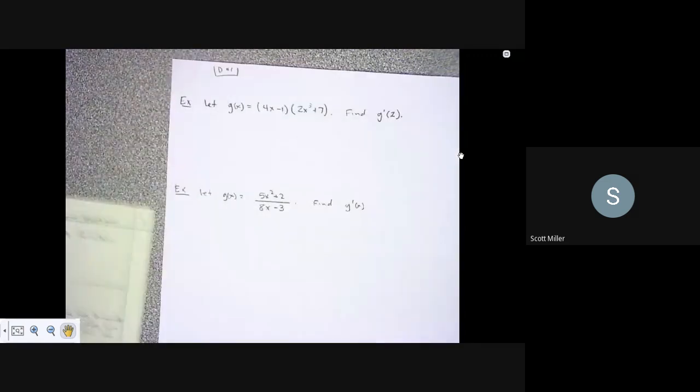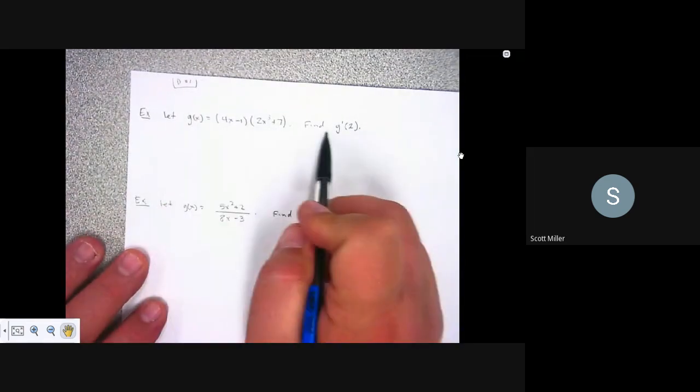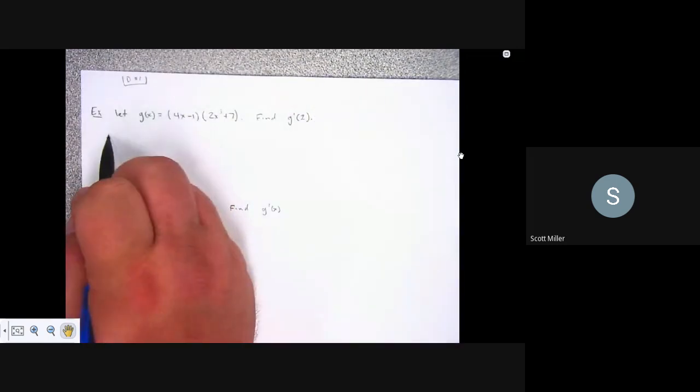Okay, so I have some more examples we're going to look at. A couple more to go. Here's another product rule example. So here is a function g. Find g prime at 2. Okay, so we're going to write a little bit less stuff in here.